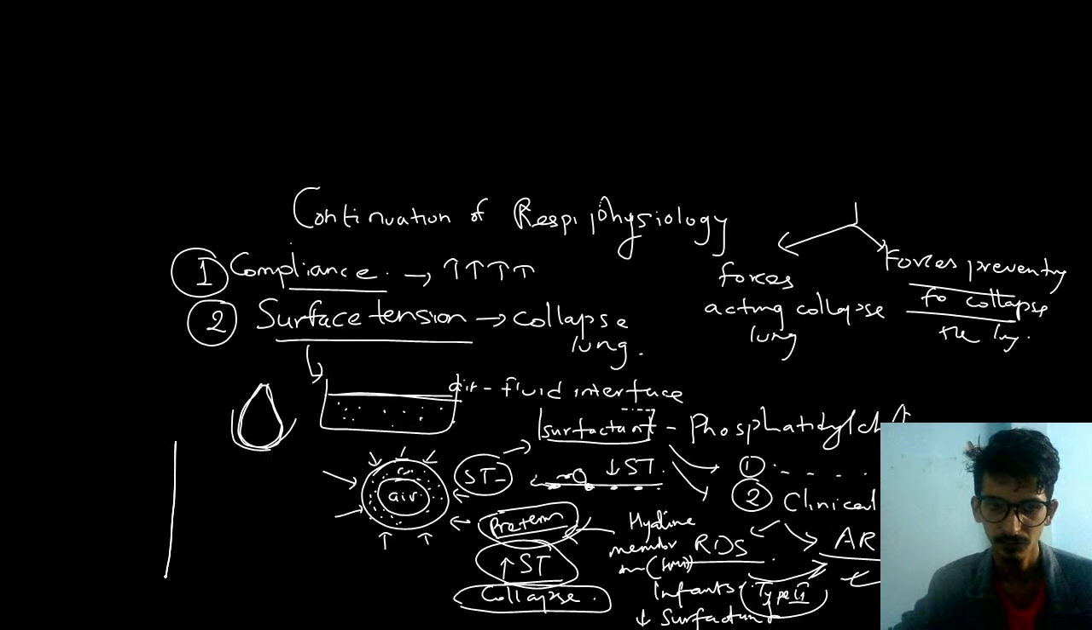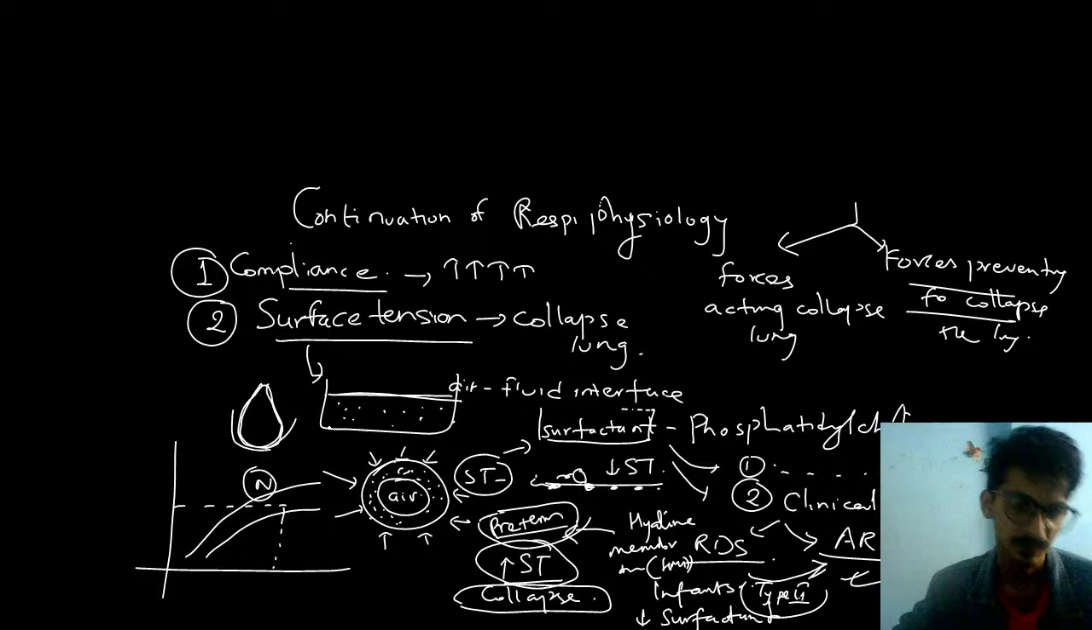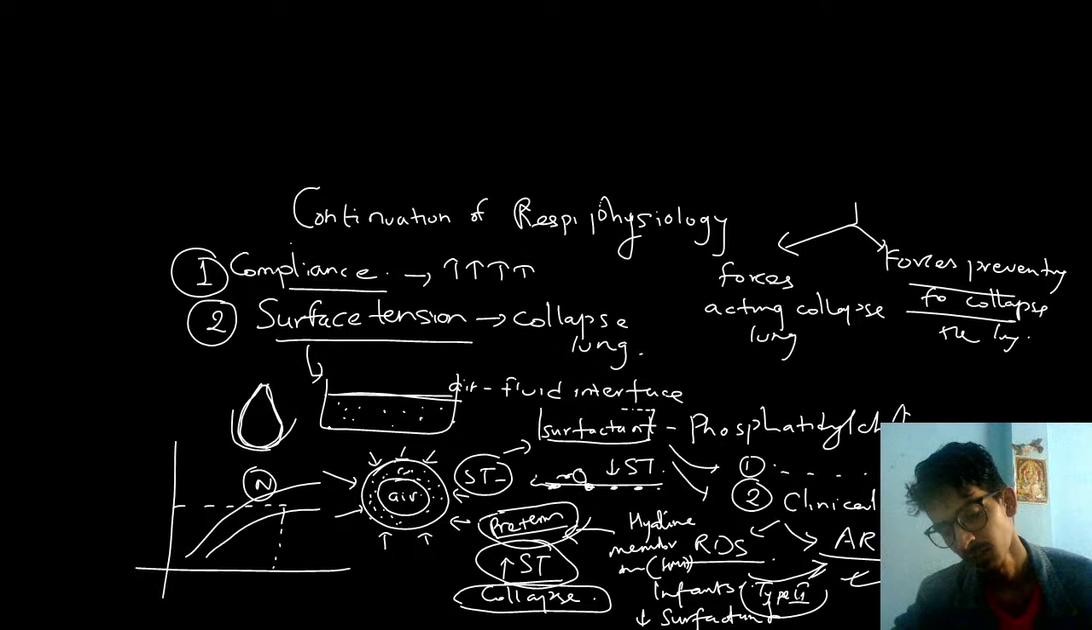Suppose this is a graph. This is a compliance graph. Suppose this is a normal compliance graph, our lungs' compliance graph. If the surfactant decreases and the surface tension increases, then the compliance decreases, because our lung alveoli cannot distend easily.